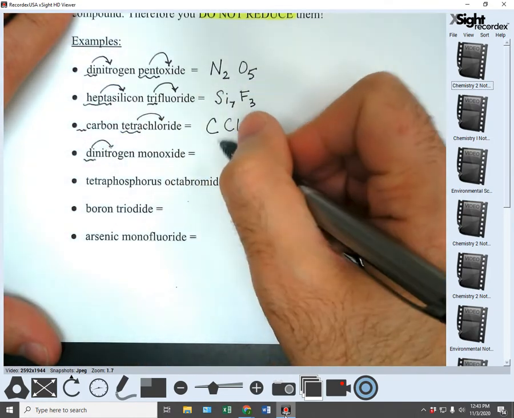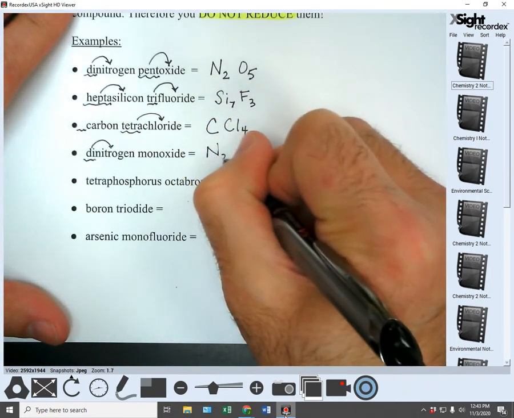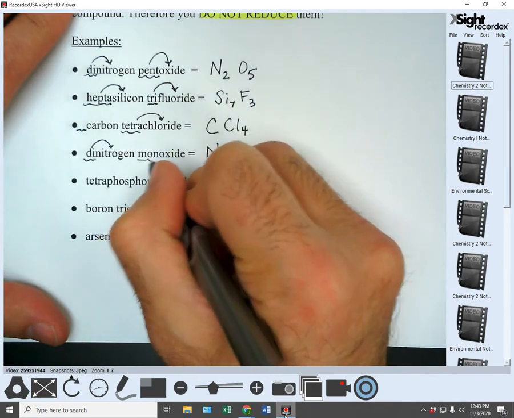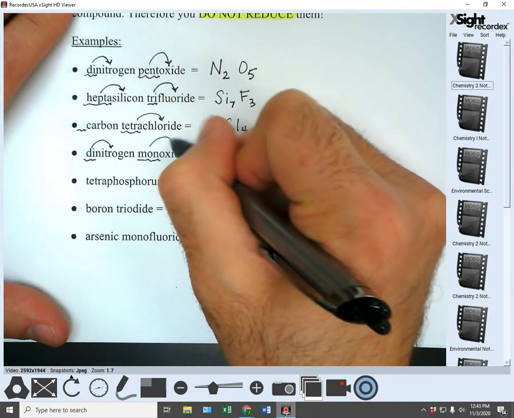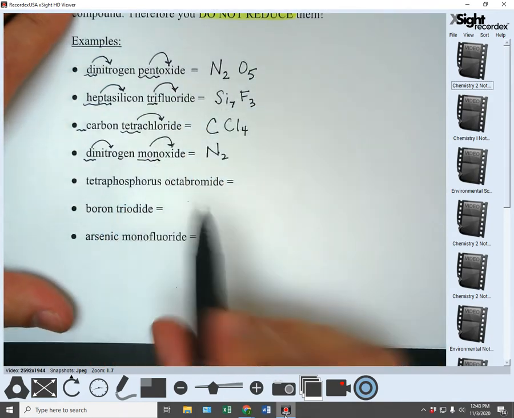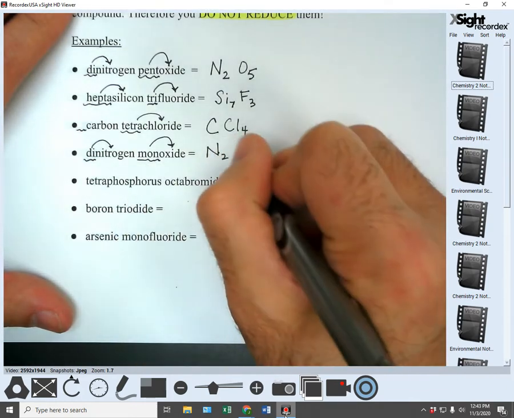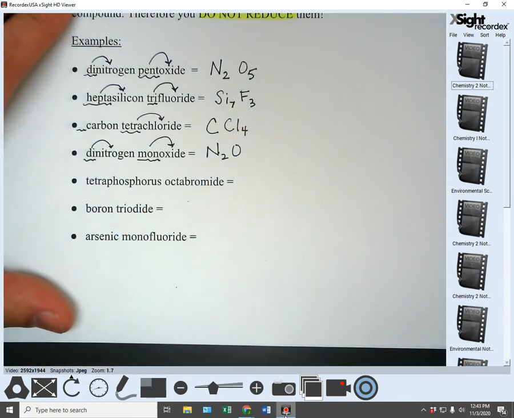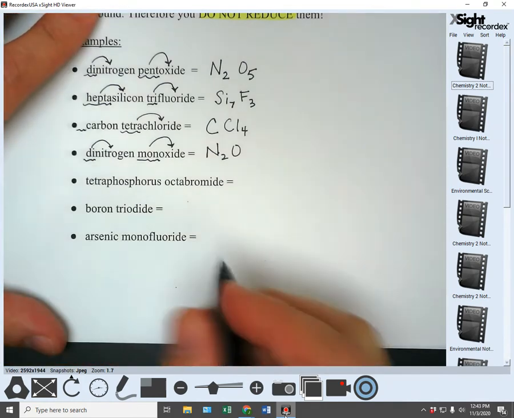Dinitrogen is N2. Monoxide is mono, and this is oxygen. So notice on the second one, they do use mono, just one.